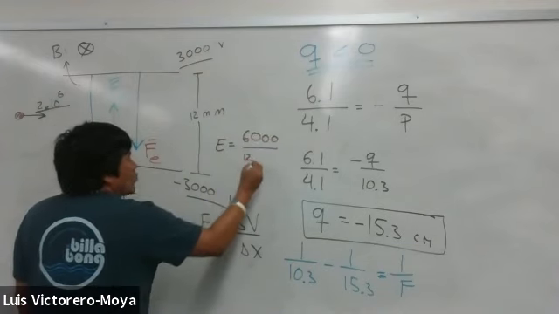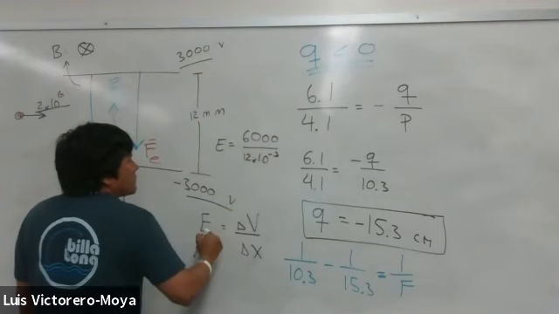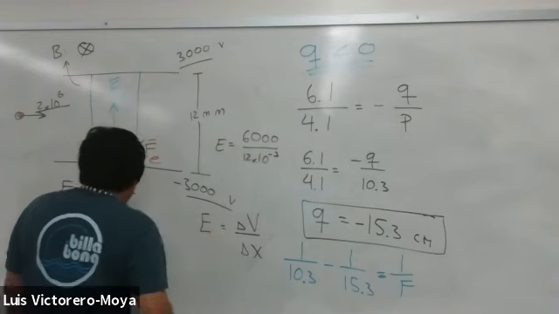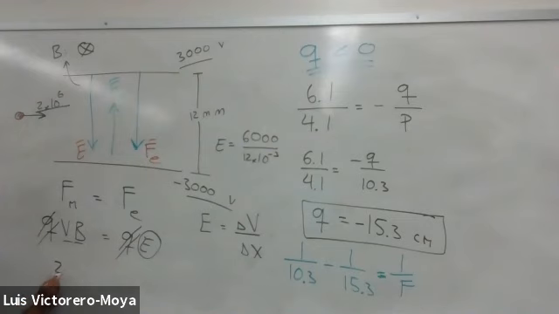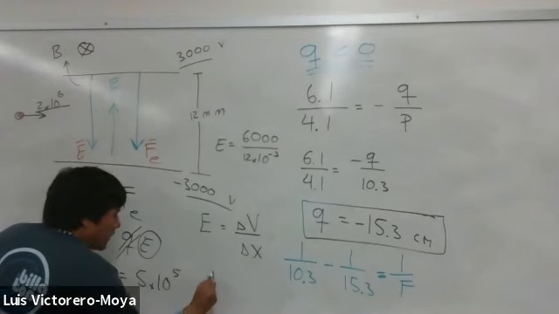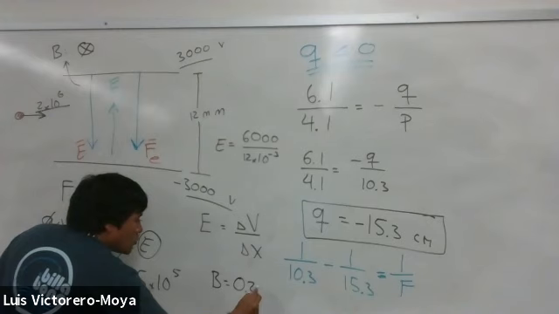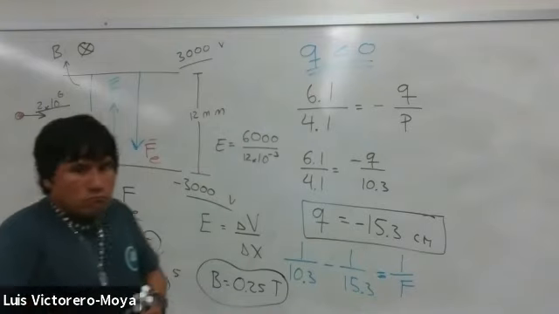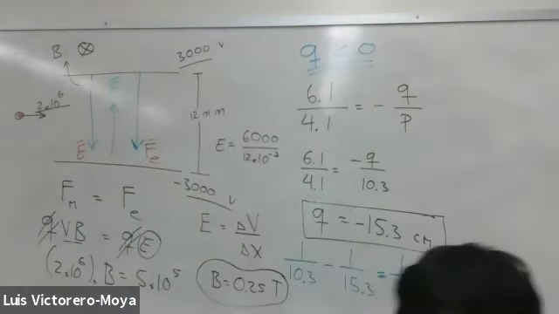Over 12 millimeters. 5 times 10 to the 5. 0.25, right? Yep. B is 0.25 Teslas. That was the answer for our question.